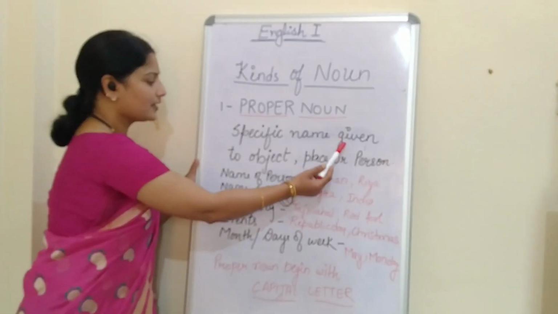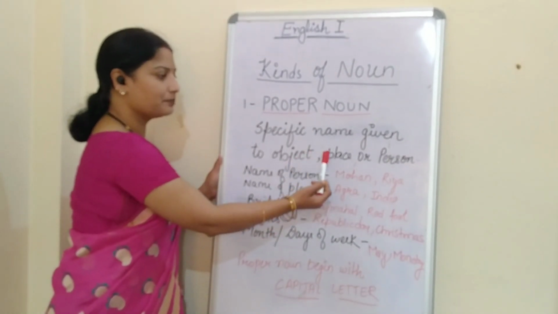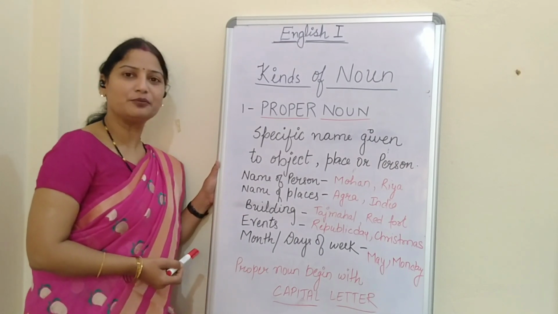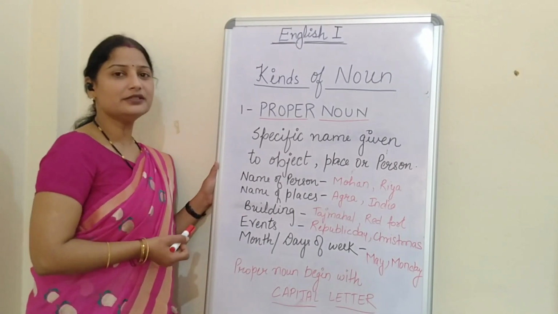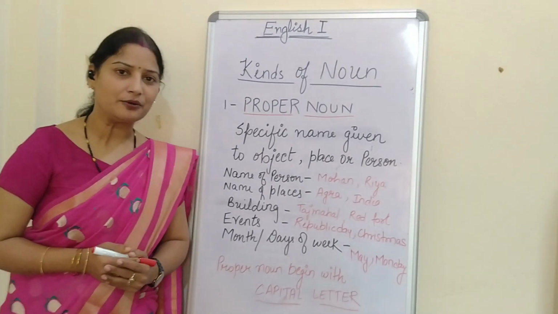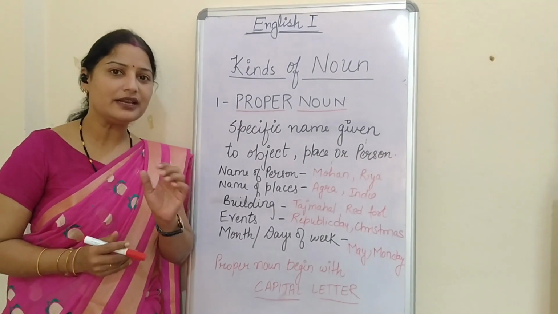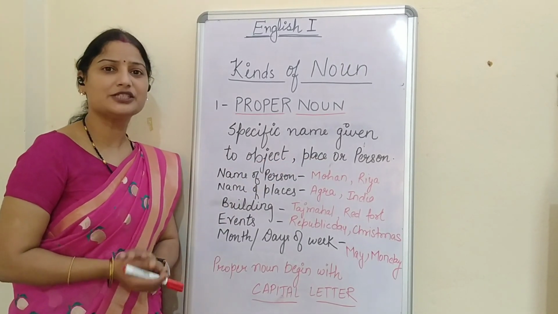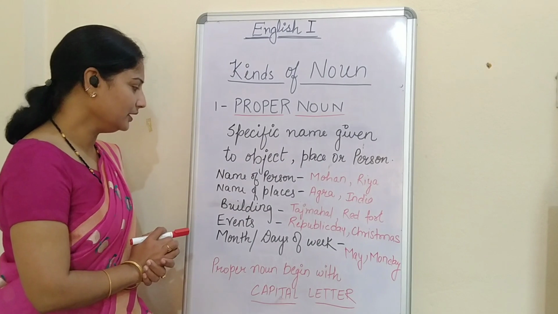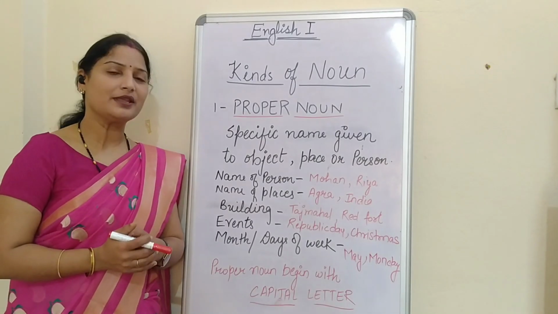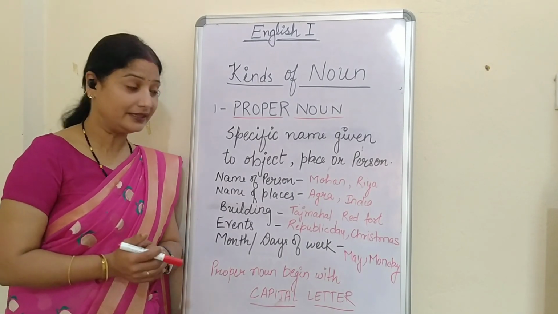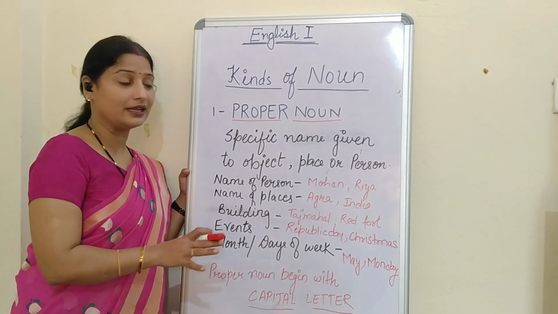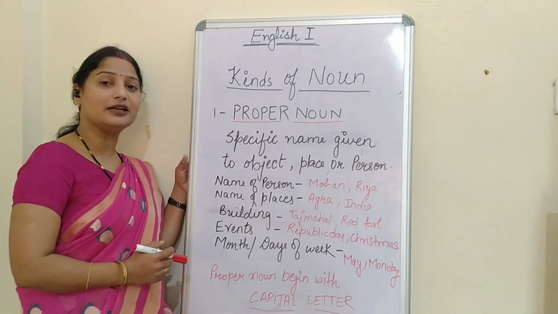Specific name given to object, place or person is called a proper noun. Students, in case of proper noun, we give a particular name to a person, place or any object. A specified name. For example, suppose I say Mohan or Riya, then Mohan is the name of a particular boy, and Riya is the name of a girl.